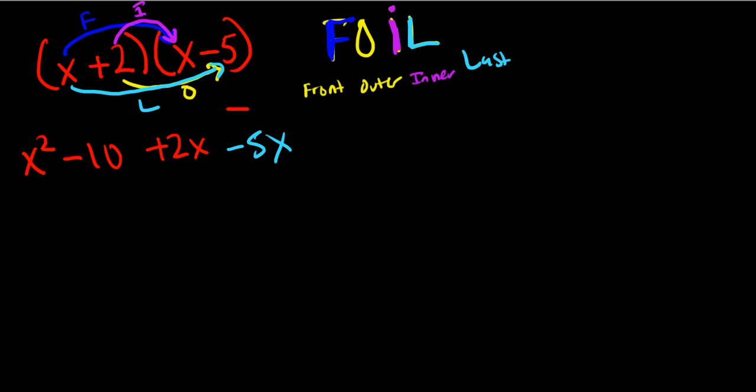And now we can see that we have some like terms in this equation, so we can simplify it a little further. So we end up with x squared, and then we add the 2x plus the negative 5x, giving us a negative 3x minus 10.